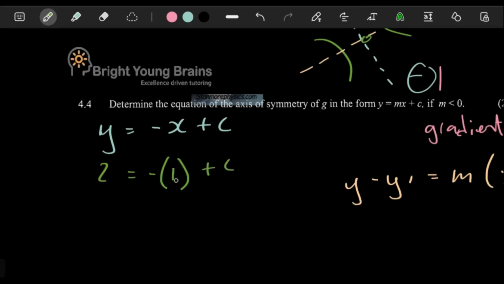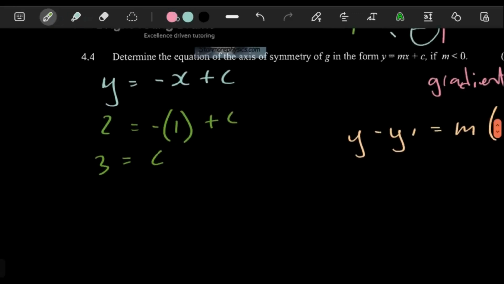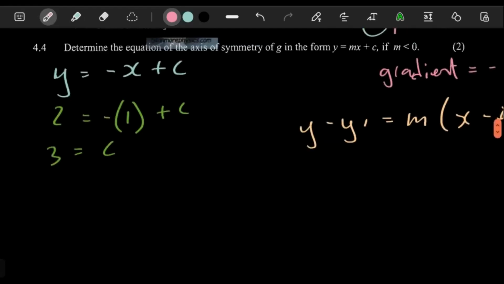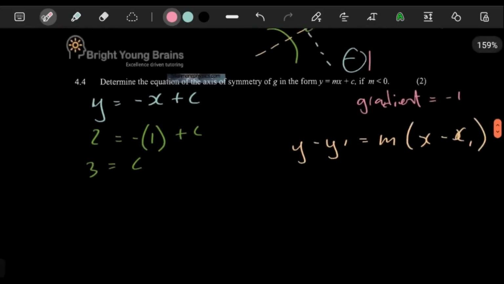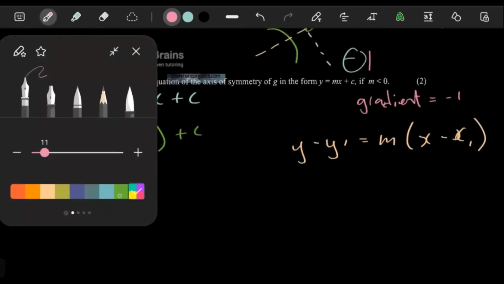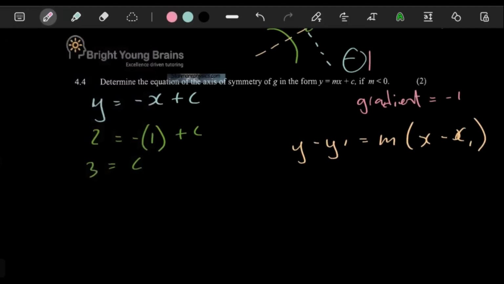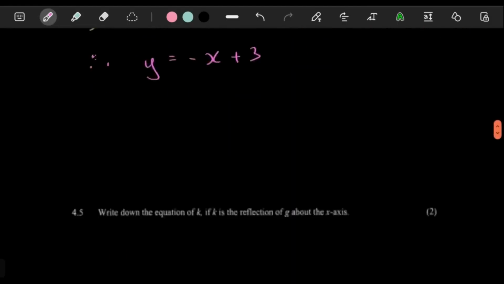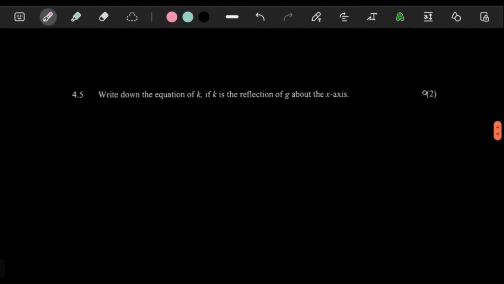And then here, the negative 1 goes to the other side, so it's going to be 2 plus 1, which is 3. And then what? Yeah, c is equal to 3. So what is next now? I mean exactly that. We got c, so you can say therefore y is equal to negative x plus 3. Okay, this is for 2 marks.